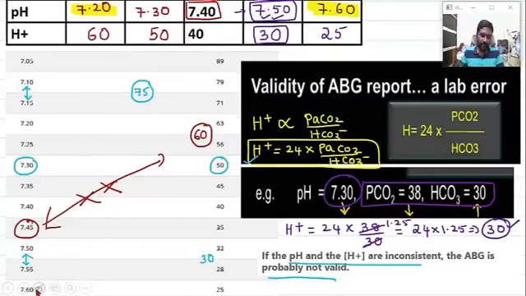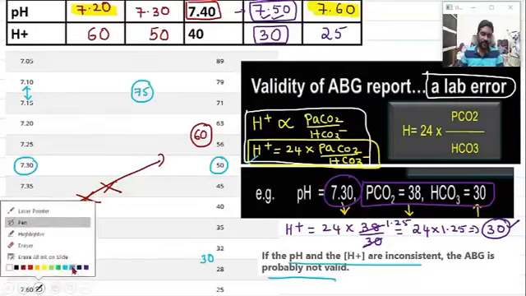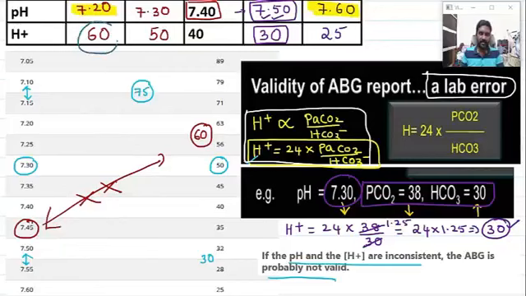It means most probably it is a lab error. So what you should know is, whenever you are calculating the H plus, it should correlate with the given pH. Now suppose if you got H plus as 60, it should correlate with the pH of 7.20. So at least near. So if 7.20, then at least 7.18 to 7.22. So within plus or minus 0.002, you can see the difference. So that range is accepted.